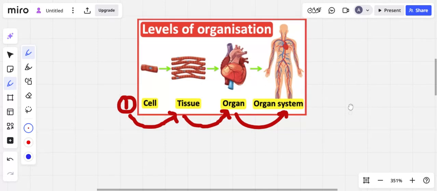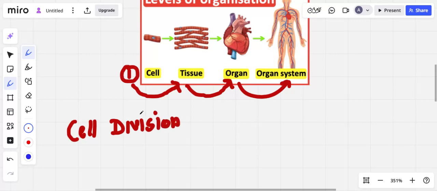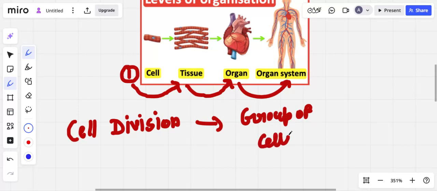Okay, now the question is this: how can a cell become a tissue and a tissue become an organ? Okay, so I'll tell you the answer here. Each and every cell has a capability to divide itself, and we call the process cell division. Each cell can divide into further cells so that they can create a cluster or a group of cells, and we call it a tissue. A group of cells is a tissue.